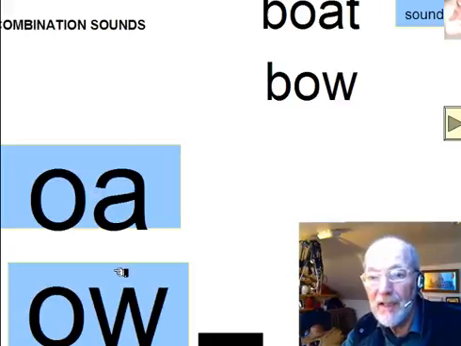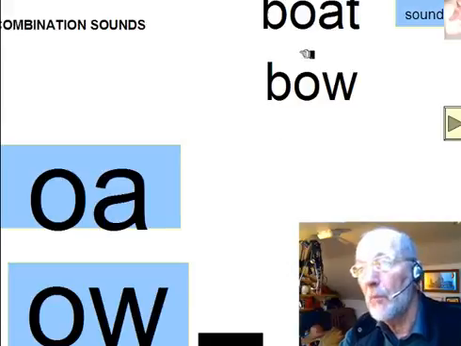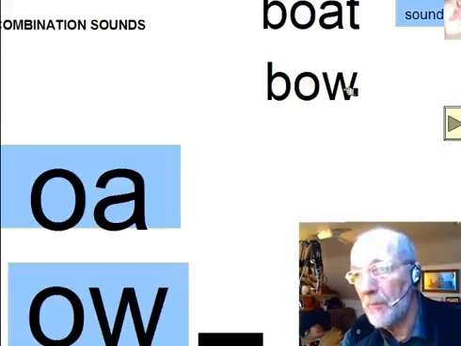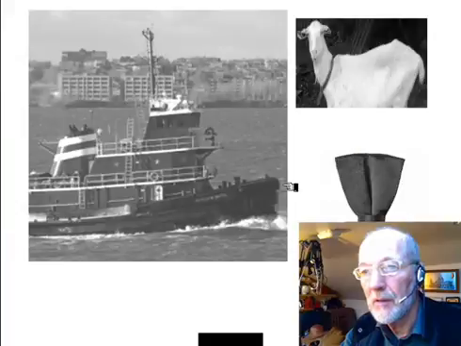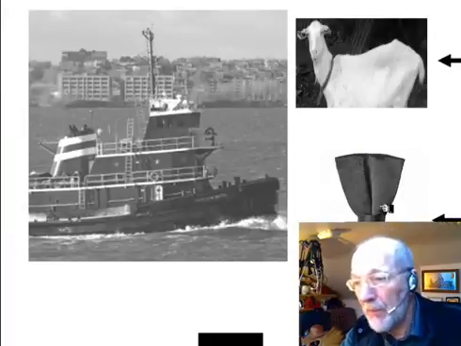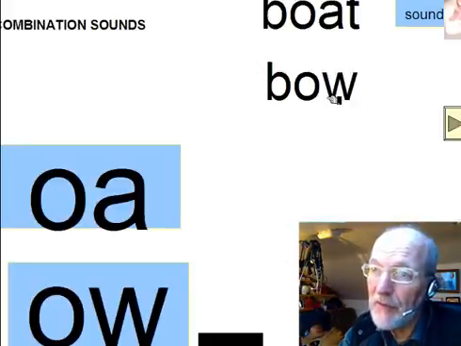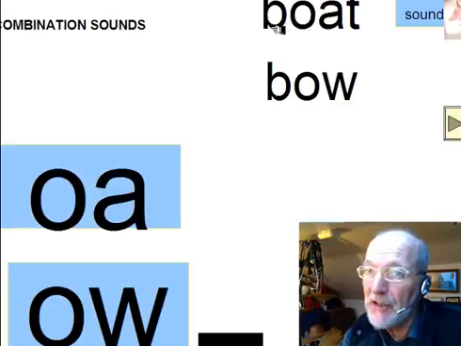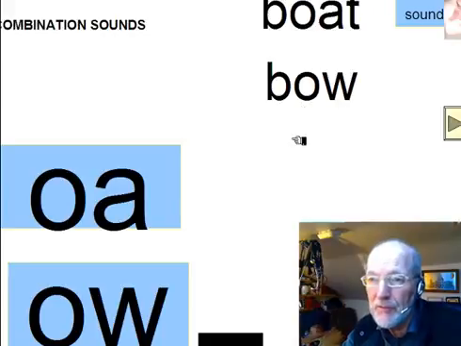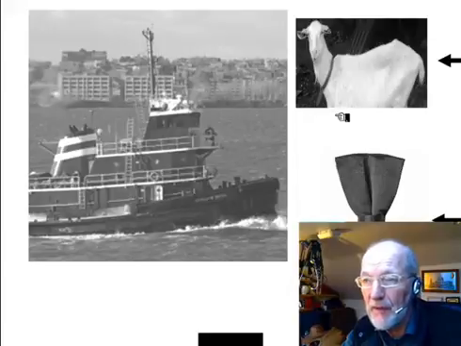O, and this OW makes O too. So you've got boat and bow. But you could say goat. Instead of a B, you could have G-O-A-T for goat. Boat, goat, and bow.